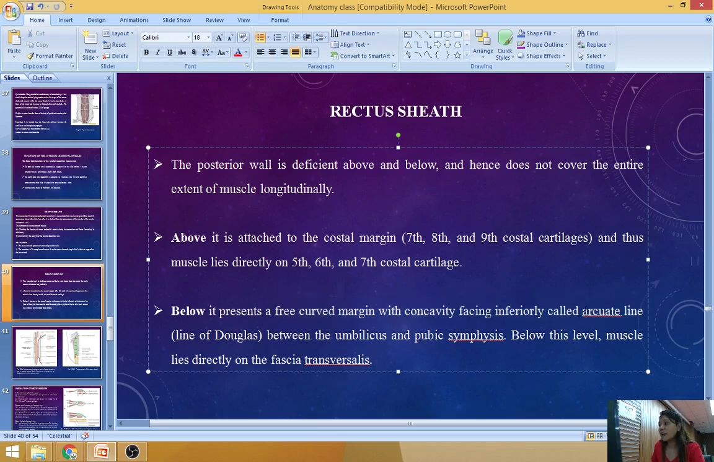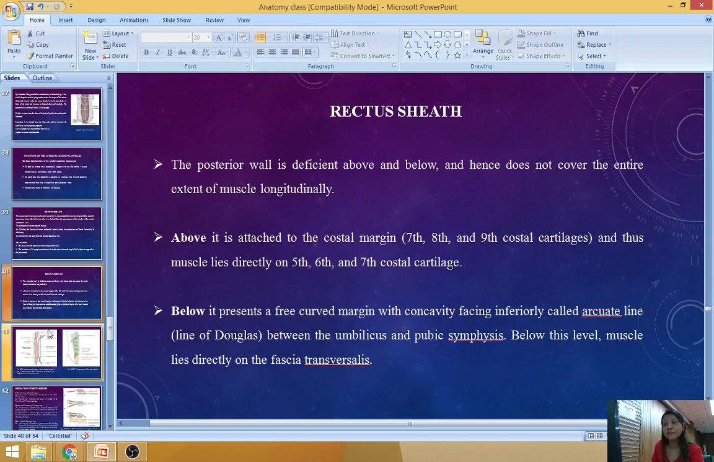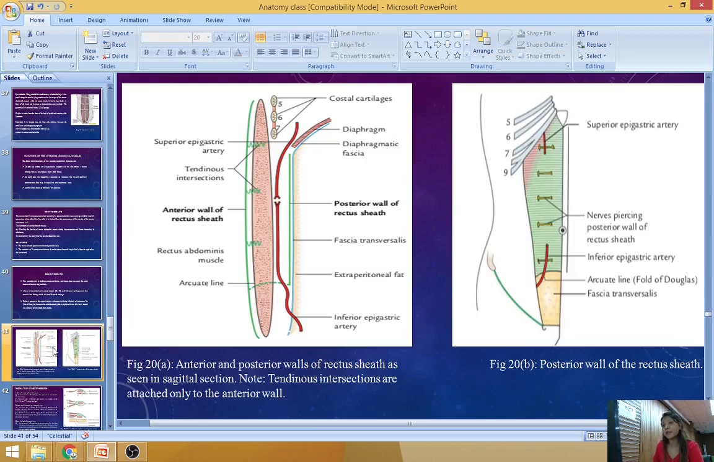So what is the arcuate line? Next question asked in exam. What is the arcuate line? Anyone kindly respond. It is written here: between umbilicus and pubic symphysis. It is the curved margin of the rectus sheath. Okay, the lower free curved margin of the rectus sheath is the arcuate line. You can see the arcuate line in the dissected body also when we dissect the abdomen.